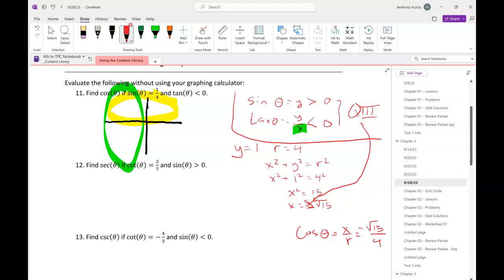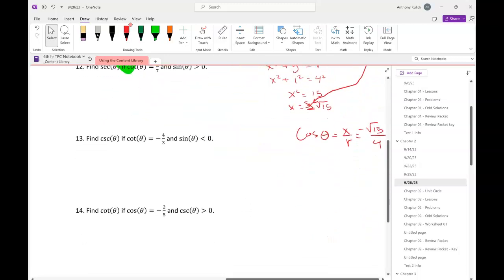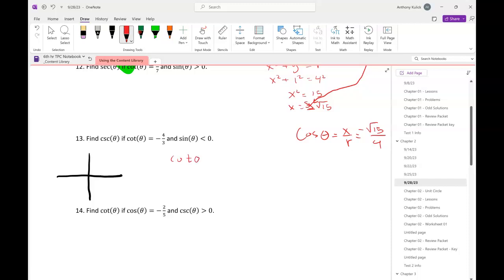Should we do another? Yeah. Okay. Any preference? I should do 13. Do 13. Great. So again, I'm going to start the same way. I'm going to just draw myself a little picture. I know that cotangent theta is x over y, and I know that's negative. So I know either x is negative or y is negative, but I don't know which one, right? So let's look at what else we know.